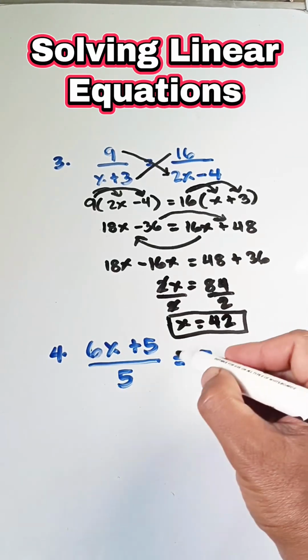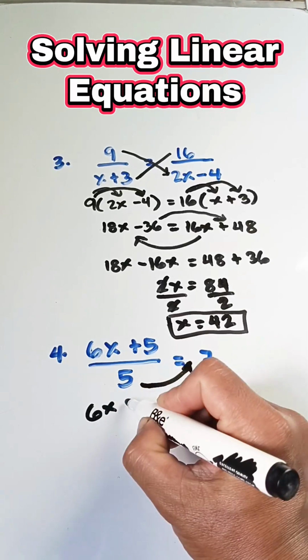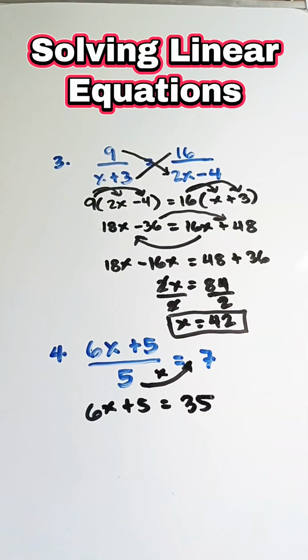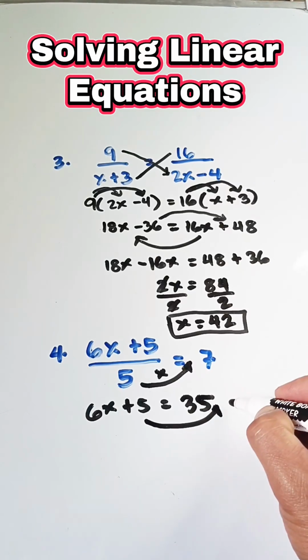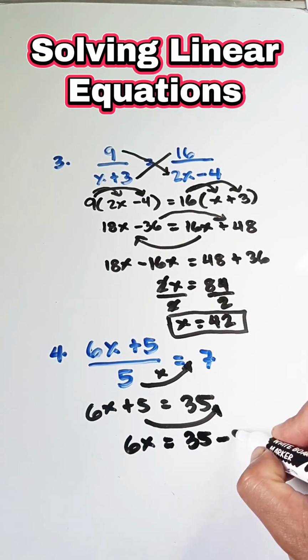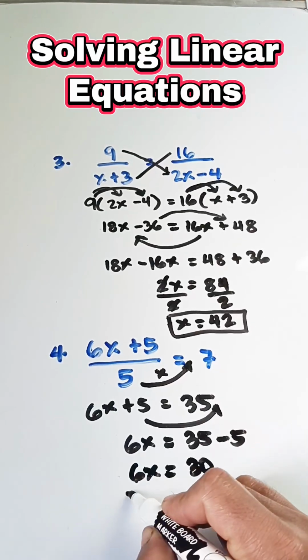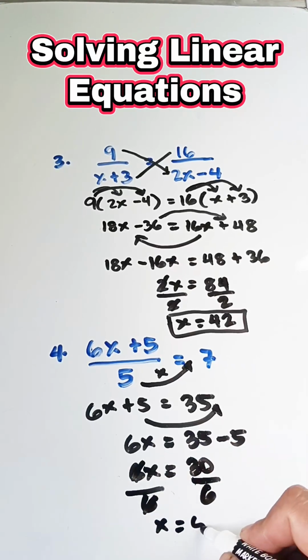For number 4, simply multiply 5 to 7. Copy 6x plus 5 equals 5 times 7 is 35. Then transpose the constant to the right. Copy 6x, 35 minus 5. 6x is equal to 35 minus 5 is 30. Then divide both sides by 6. Cancel 6. X is equal to 5.